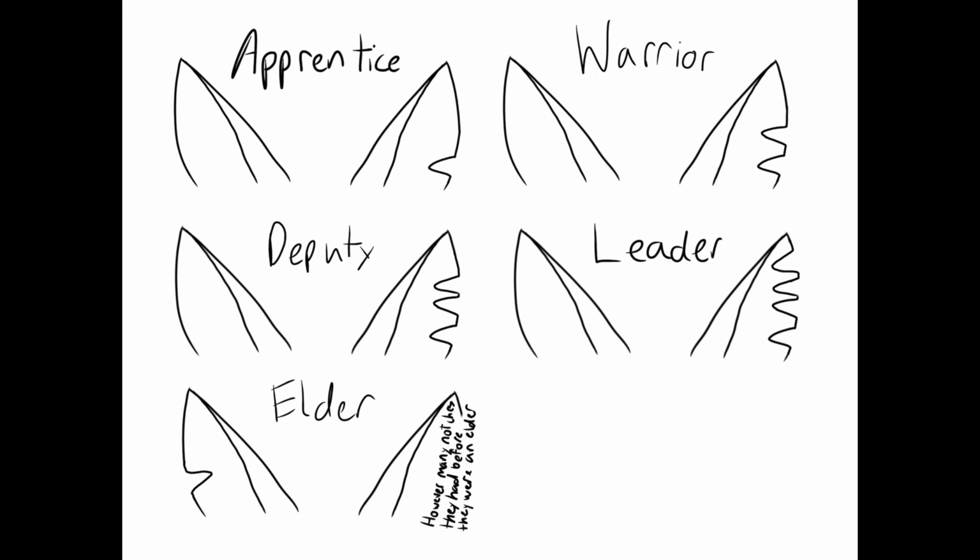BirchClan uses a system of ear notches to display rank. An apprentice has one ear notch, a warrior has two ear notches, a deputy has three, and a leader has four. An elder has however many notches they had on their ear before they retired on one ear, and a single notch on the other. This system was put in place by the cat who was leader before BirchClan's current leader, Lionstar.